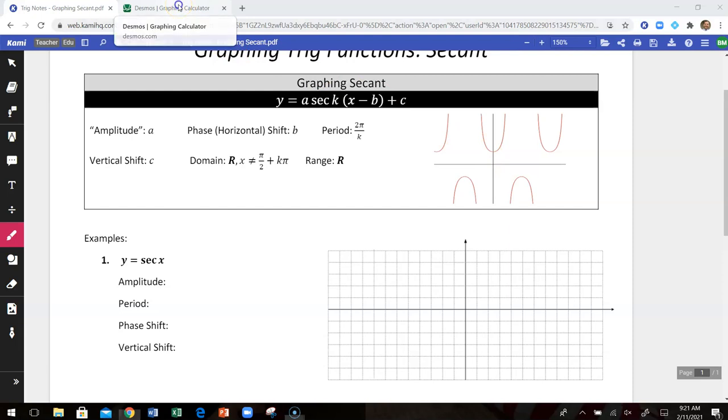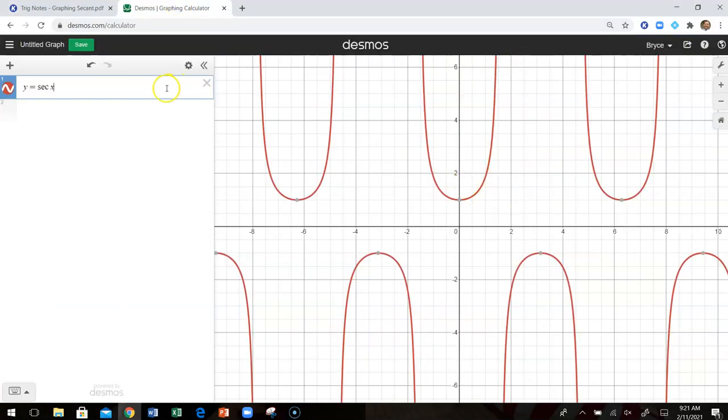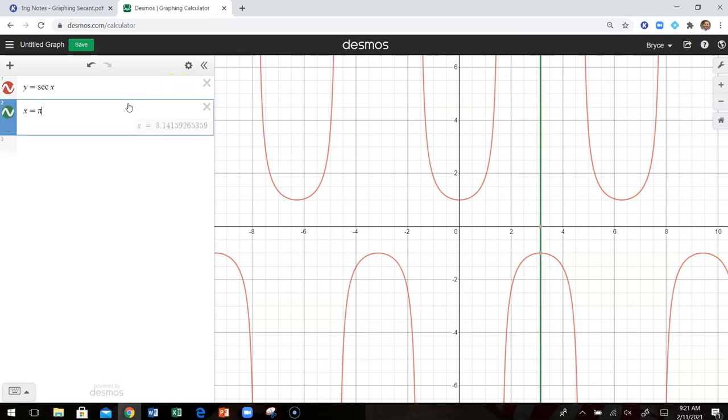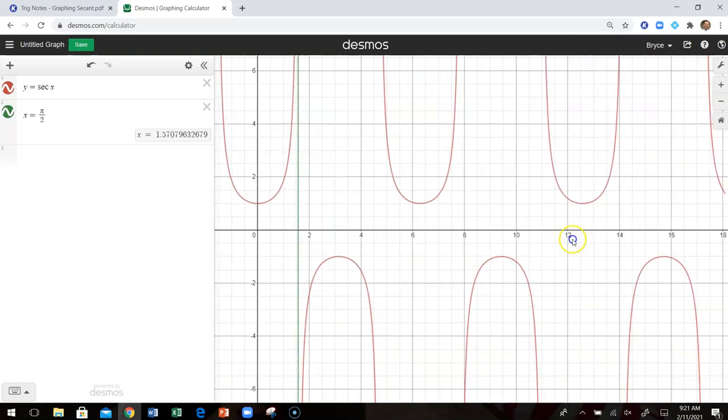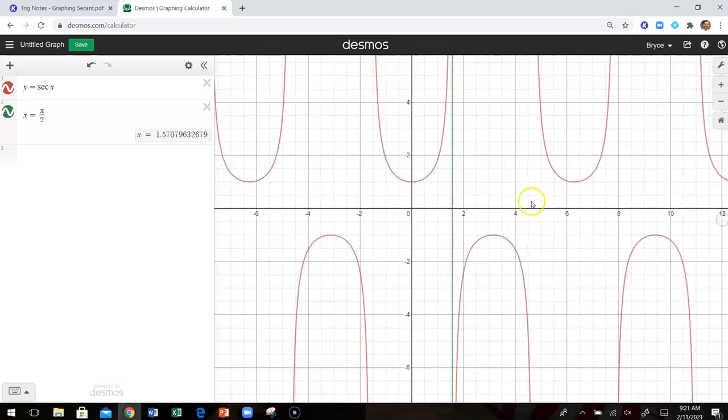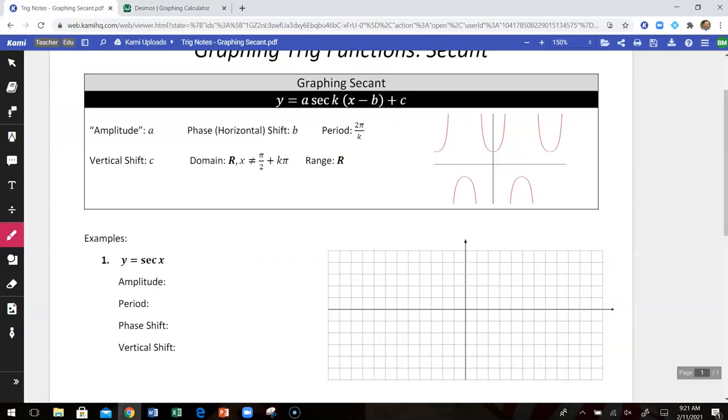So I'll show you through Desmos really quickly. Again, if I were to graph x equals pi over 2, there's one of my asymptotes, and then if I just add a multiple of pi to that, I'm going to get the next asymptote, and then the next asymptote, and so forth, and it's just going to continue on forever in both directions doing that. Okay, and then the range is all real numbers.